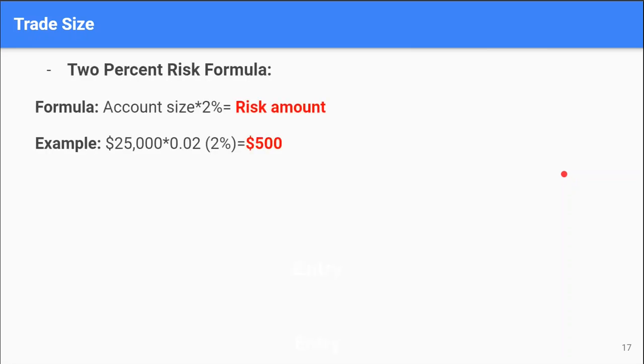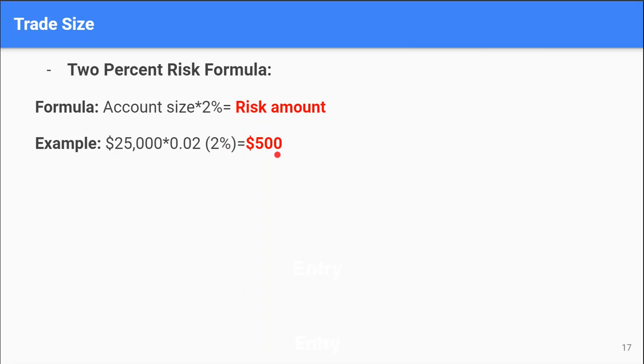Here is the formula. You can easily multiply your account size by the percent you are willing to risk. In this case, it's 2%. For example, if your account size is $25,000, you can multiply it by 0.02, which is equal to 2%, and your risk amount is $500.